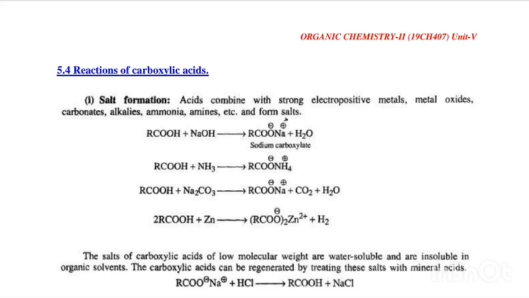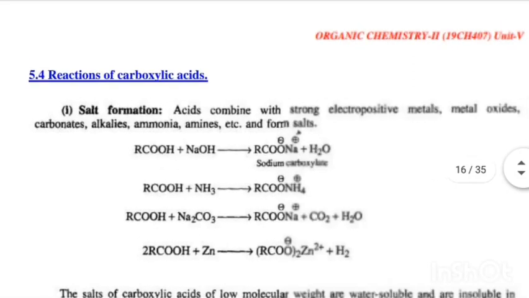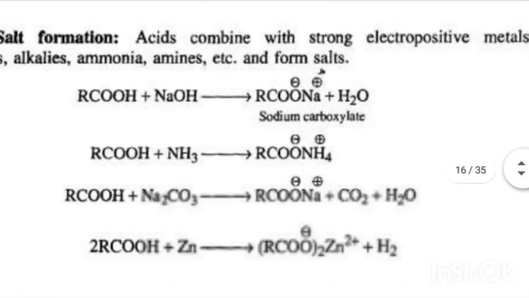The first reaction of carboxylic acids is salt formation. Since it is an acid, it can react with bases to form salt. In the first case, it is reacting with sodium hydroxide to form sodium carboxylate. The H plus from the carboxylic acid and OH minus from the base join together and form water. Hence RCOO minus and Na plus form sodium carboxylate.